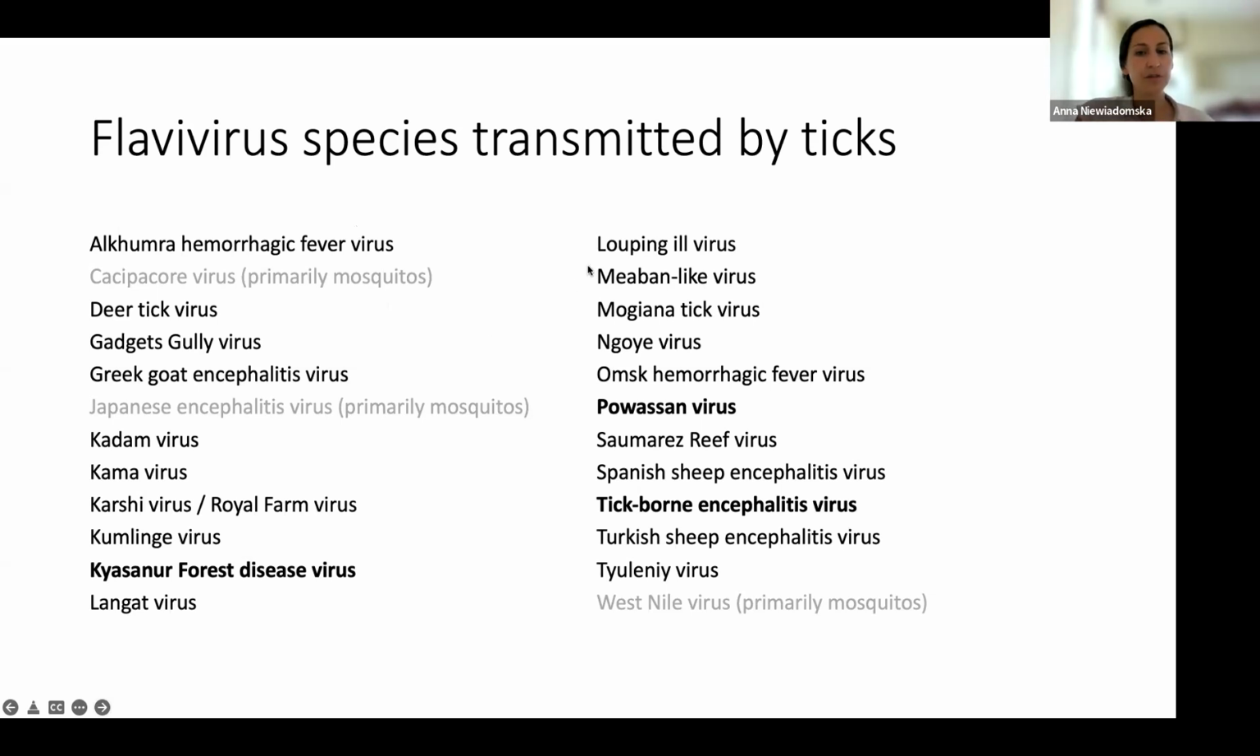And these include a lot of viruses with very interesting names like Gadget Gully virus, Greek goat encephalitis virus, Kyasanur Forest disease virus, but probably the most studied and most well-known are Powassan virus, which can be found here in North America and some parts of Asia, and Tick-Borne Encephalitis virus. And all of these are somewhat related to each other phylogenetically, but we'll get into that in a little bit more detail later.